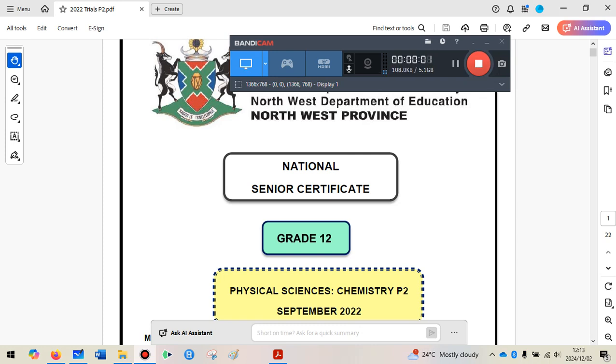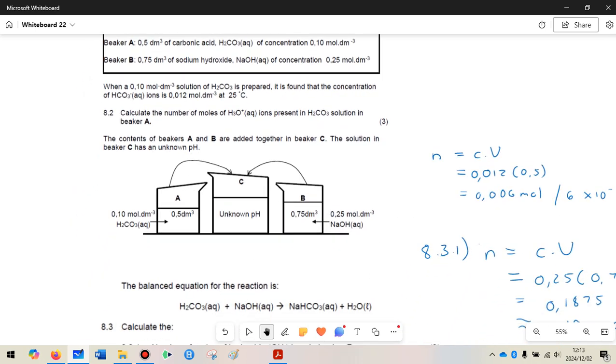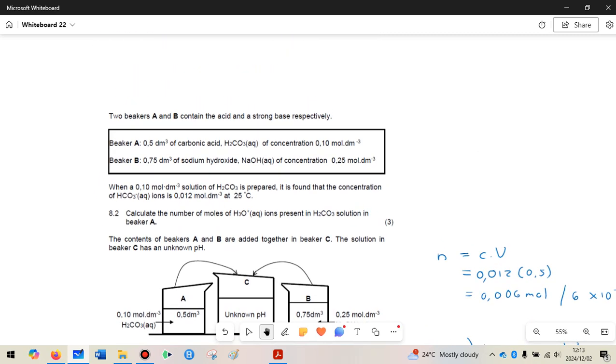So we're looking at the Northwest Trials 2022 Acids and Bases question, which was a bit of a tricky question. It dealt with an acid and a base that were added together, and you had to calculate the pH of the final solution when the two were added together. So let's start from the beginning.